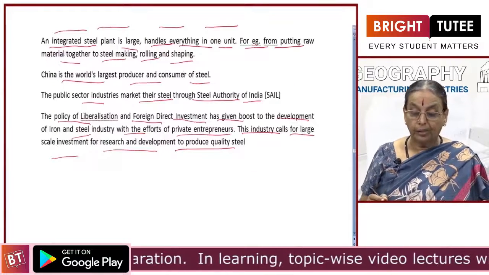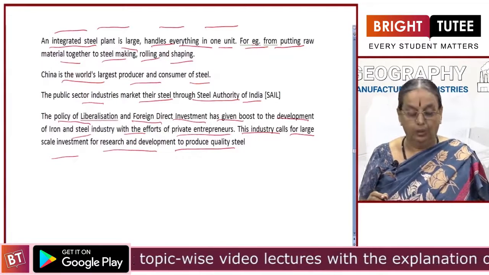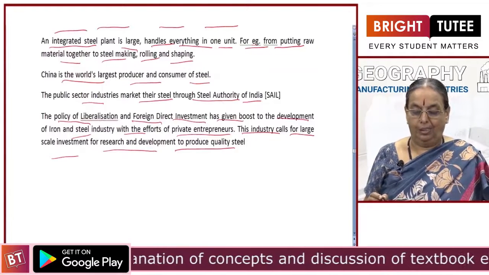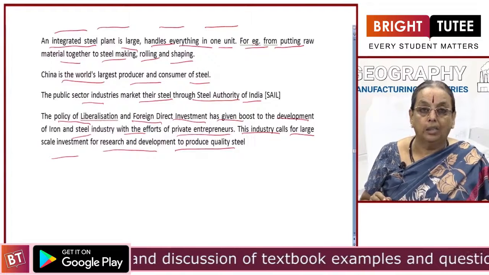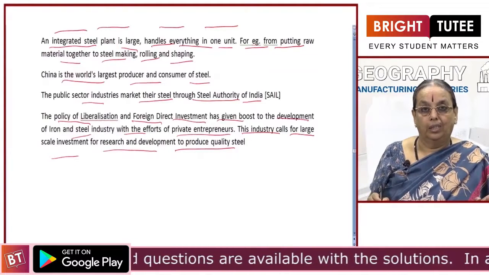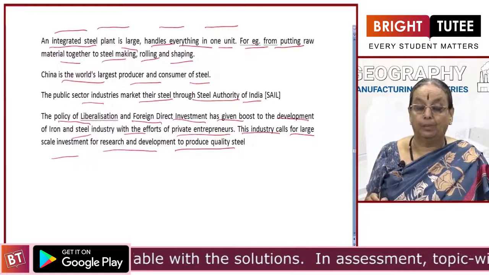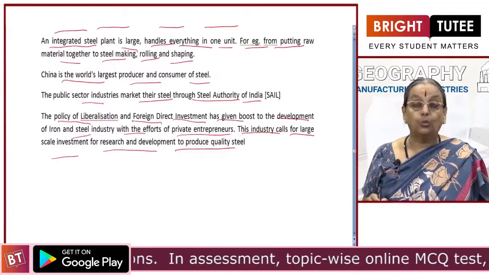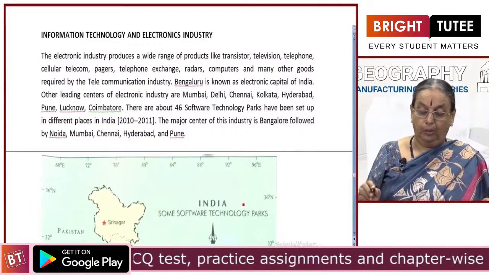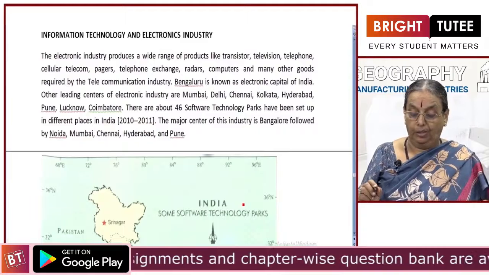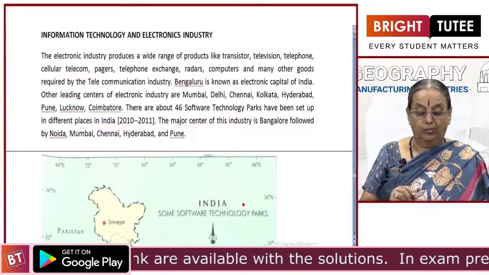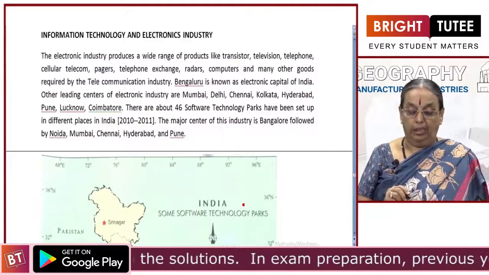wonderful results by which we are able to develop this iron and steel industry, but still India is not at par with other countries. So, we need to give more attention by investing more money for research and also for development of this industry to produce quality goods. So, in this you can get a question, what policies have led to the rapid growth of this industry in recent years. So, you have to talk about the policy of liberalization and then foreign direct investment.